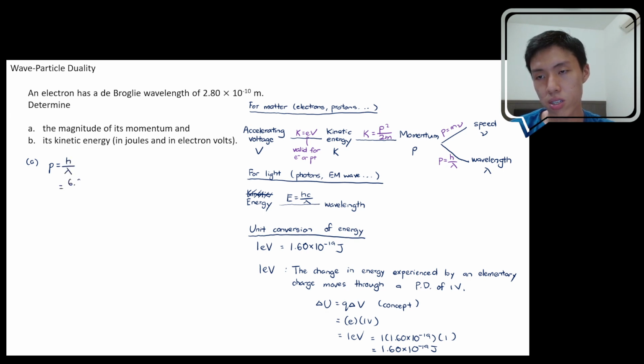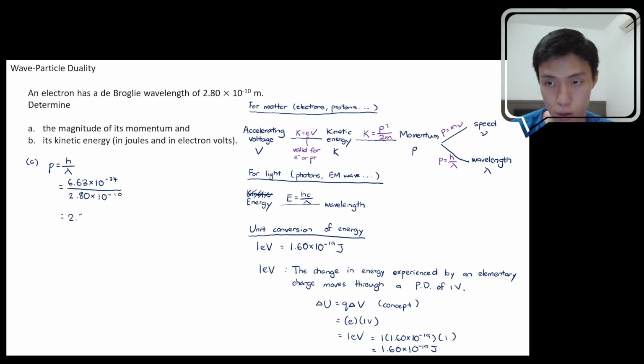h is the Planck constant, so it's 6.63 times 10 to the power negative 34. And the wavelength over here will be the wavelength given, so this is 2.80 times 10 to the power of negative 10. From here you get your momentum to be equal to 2.37 times 10 to the power of negative 24. And the unit for momentum is mass times velocity, right? So it's kg m s negative 1.